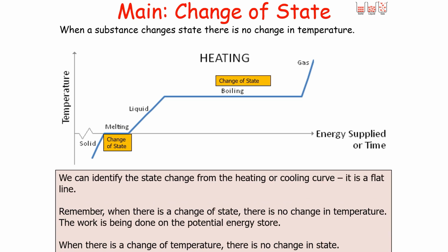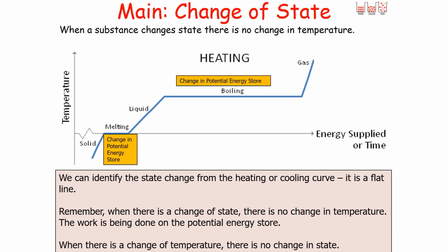Now we can identify a state change from a heating or cooling curve, like we said before, when there's a flat line, because when there's a change of state, there is no change in temperature, so the work is being done on the potential energy store. So when there's a change in temperature, there is no change in state. You can see on this particular heating curve, where there are flat lines, there's a change in potential energy.